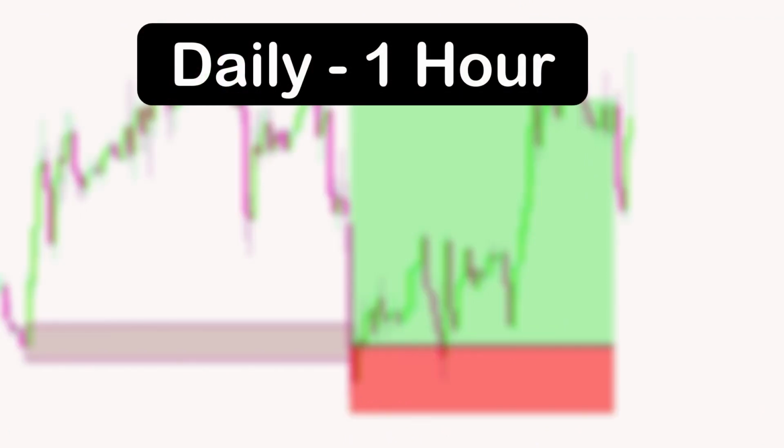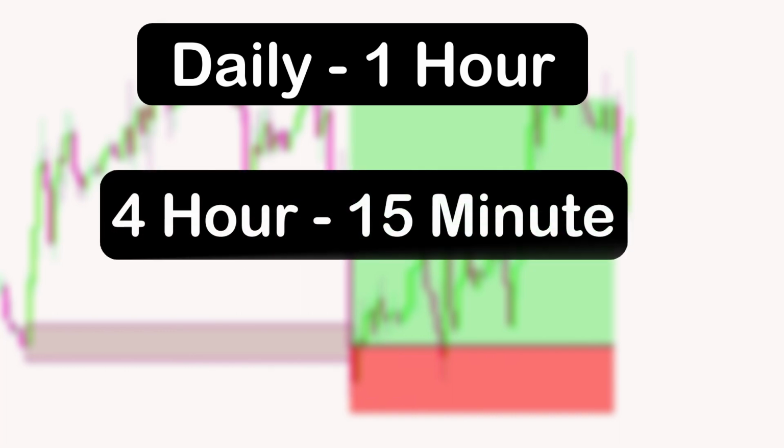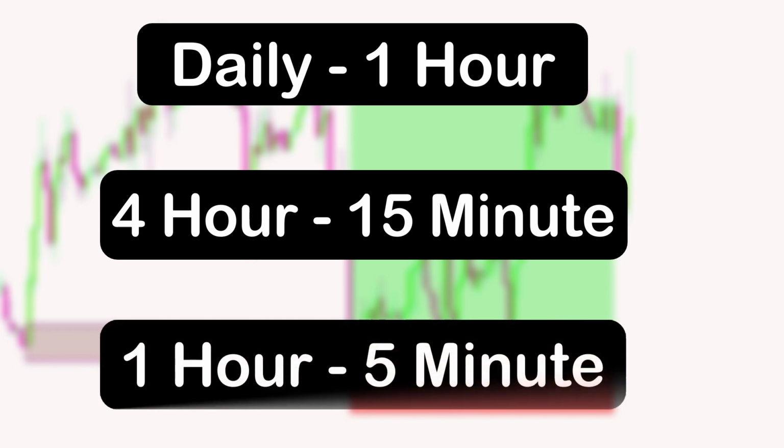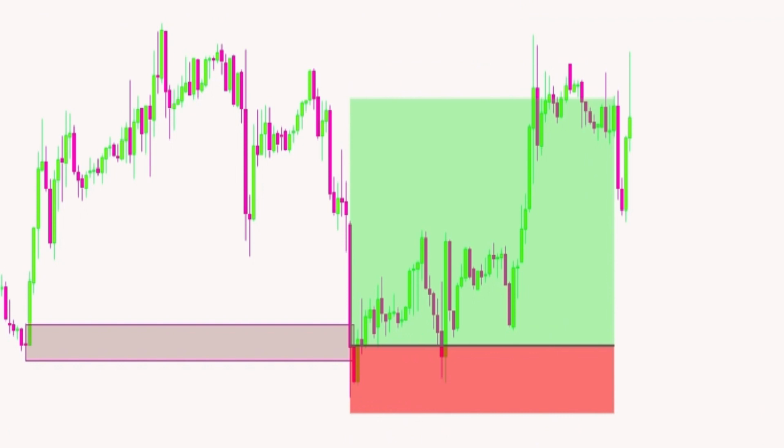So, you can use the daily time frame as the higher time frame and the 1-hour time frame as the lower time frame. You can also use the 4-hour time frame as the higher time frame and the 15-minute time frame as the lower time frame. And also, you can use the 1-hour time frame as the higher time frame and the 5-minute time frame as the lower time frame. We would use the higher time frame in order to identify the supply and demand areas in the market and then switch over to the lower time frame in order to take confirmation and entry into the market.